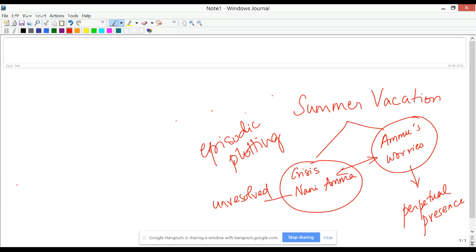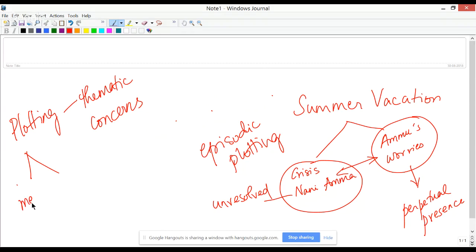So let's sum up the points that I have discussed so far. Plotting is important to help us understand the thematic concerns. That's one thing. The way the story is plotted also tells us which characters get importance and which characters don't get the importance. So it's very simple, and it becomes almost formulaic if you do this kind of calculation. So women become unimportant.